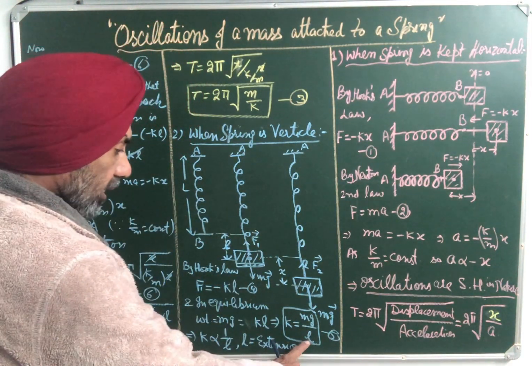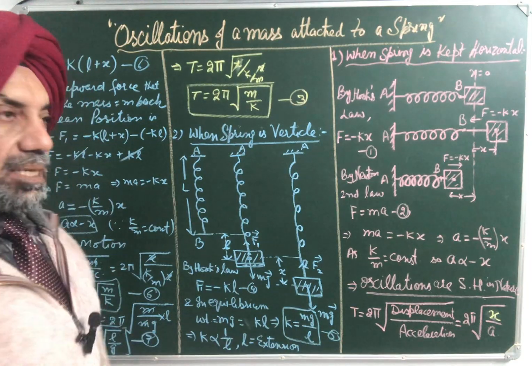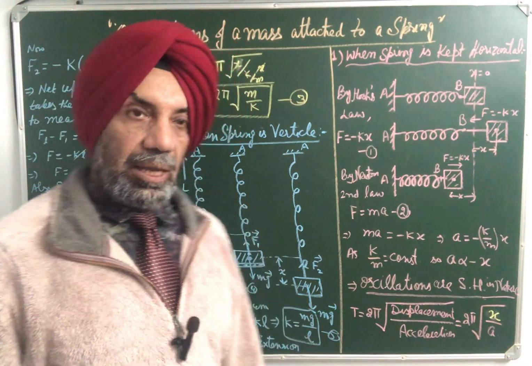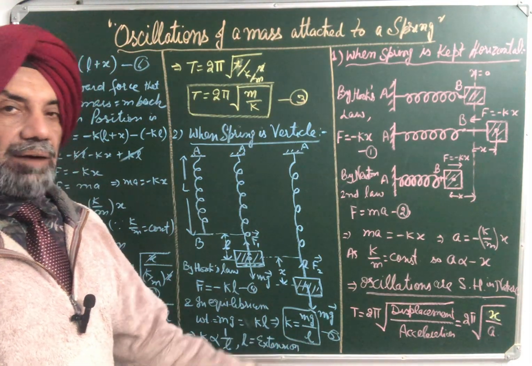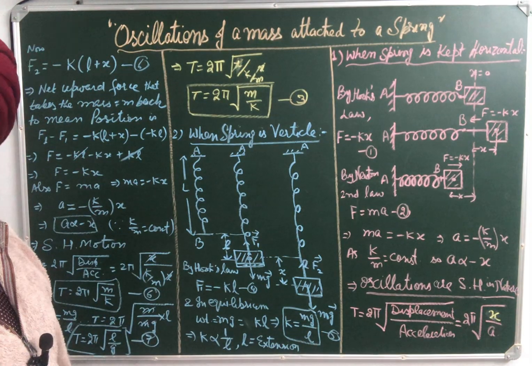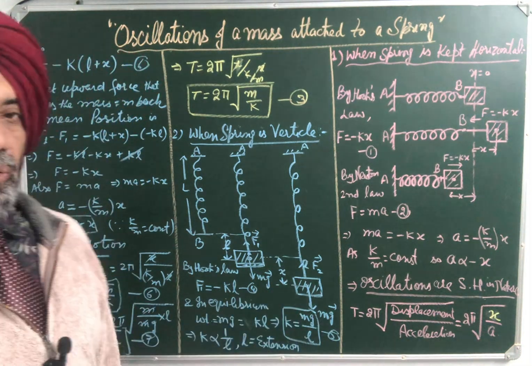It means the more the length of the spring, the less the spring constant. If the length of the spring is doubled, the spring constant will be half. If it is made half, it becomes twice.